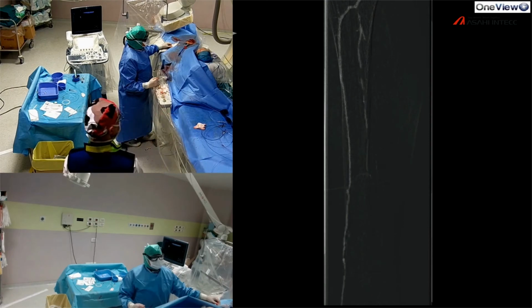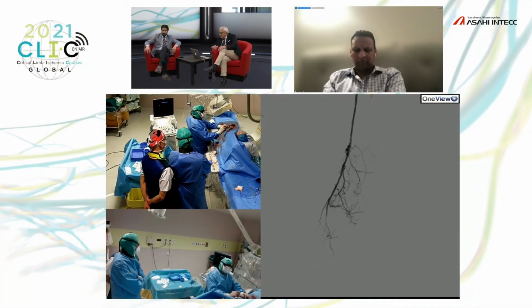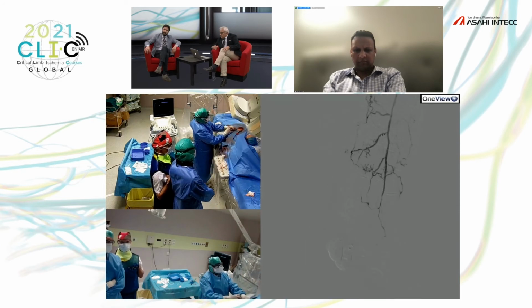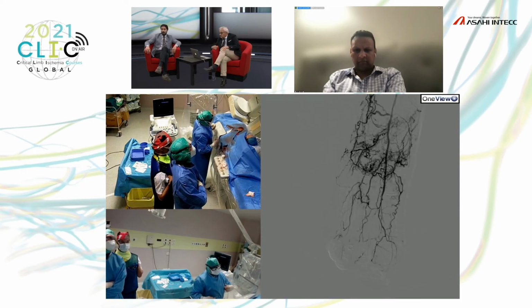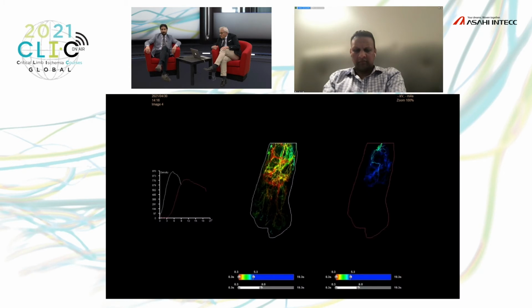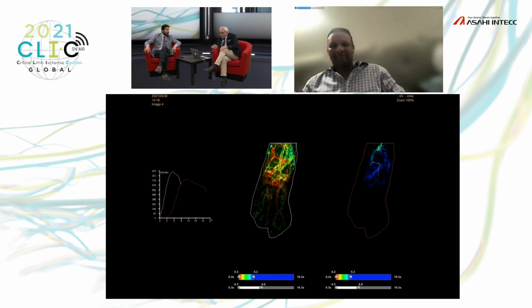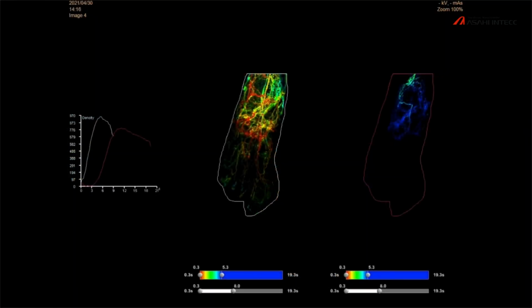CO2 angio, and the final aspect of the foot. Very nice. 2D perfusion angio, quite good, with a significant improvement in density.